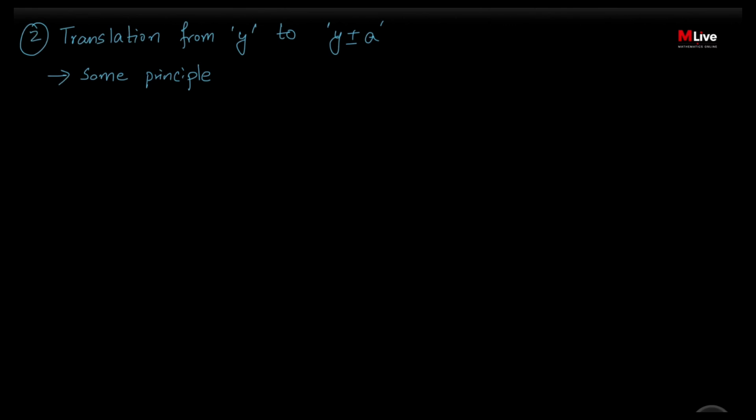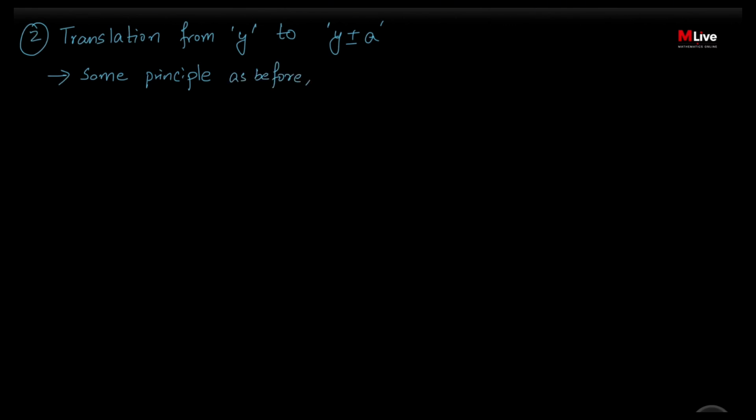Now let's look at the second kind of transformation. This is translation for the y variable. So translation from y to anything which looks like y plus minus a. Let's look at this through an example. The principle here will remain the same.